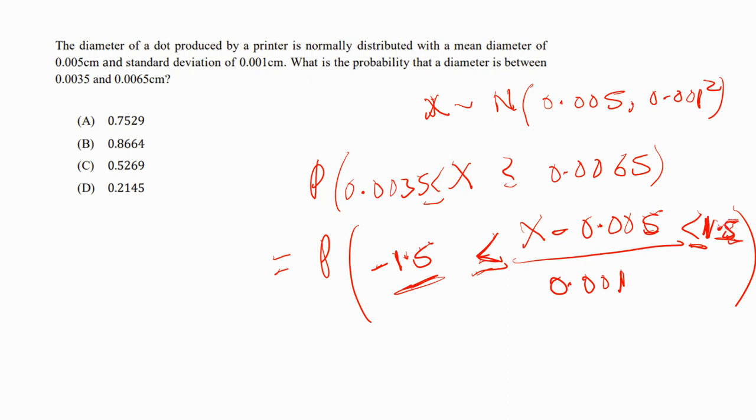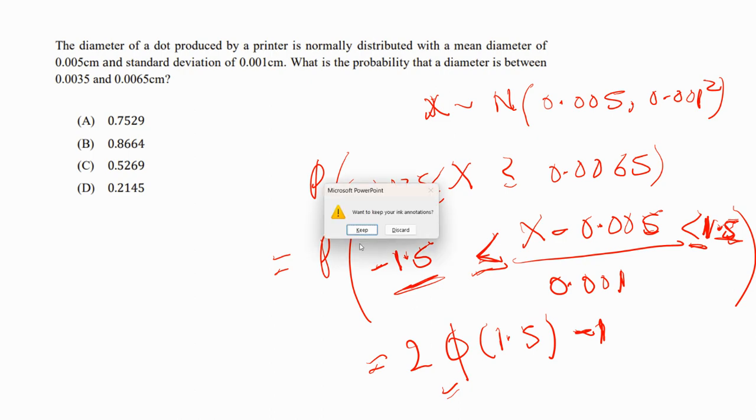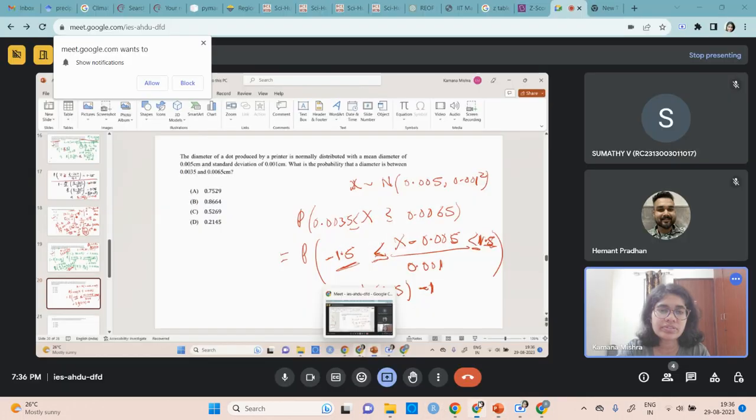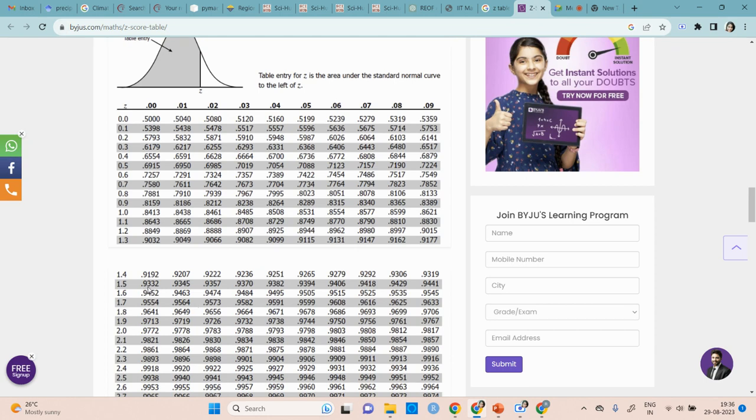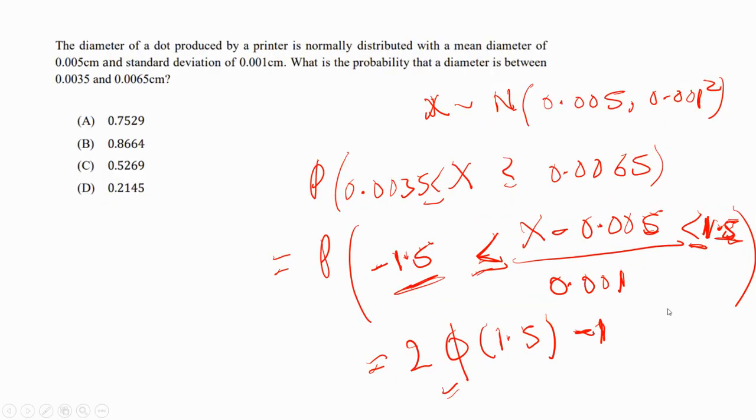So probability that x is in between minus 1.5 to 1.5 will be 2 times phi of 1.5 minus 1, and at 1.5 it is 0.9332. So 2 times 0.9332 minus 1 will be equal to 0.866. So this will be the answer.